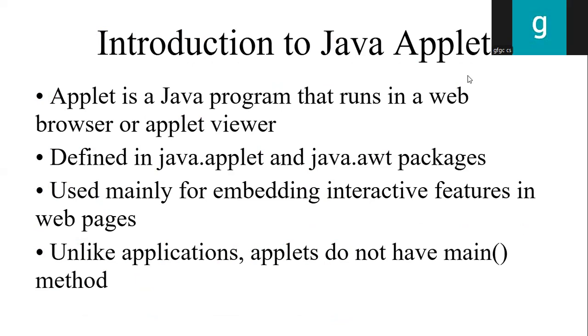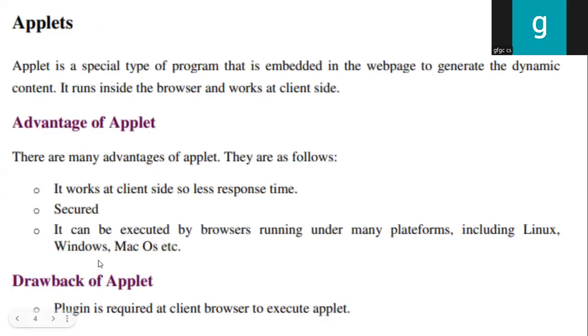An applet is a Java program that runs in a web browser or an applet viewer. It is defined in the java.applet and Java AWT packages. Java AWT packages are used mainly for embedding interactive features in web pages. Unlike applications, applets do not have a main method. An applet is a special type of program that is embedded in a web page to generate dynamic content. It runs inside the browser and works at the client side.